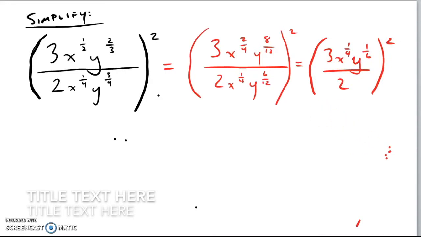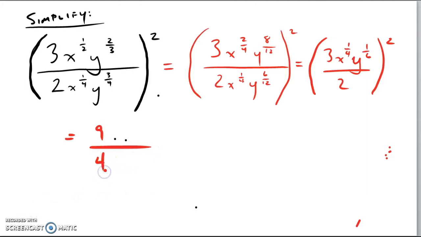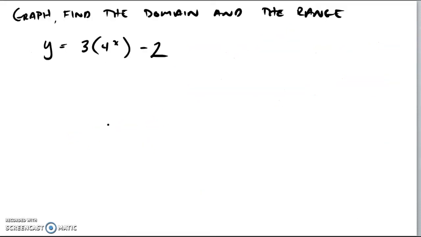We wind up with 9/4, and then x to the 1/2, y to the 1/3. For this question, we have to graph it, find the domain and the range. I recommend starting out by graphing it. First of all, you notice that this is positive. The leading coefficient is positive. So you're going to have a growth curve that's going to go in the positive direction.